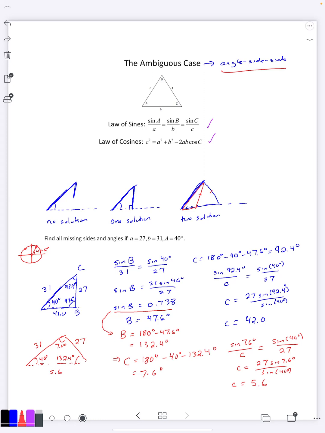So you just play around with these, practice these. This is definitely the hardest of all of the cases of solving triangles. But if you can solve this one, you should be able to solve any of the easier ones like ASA or side-side.